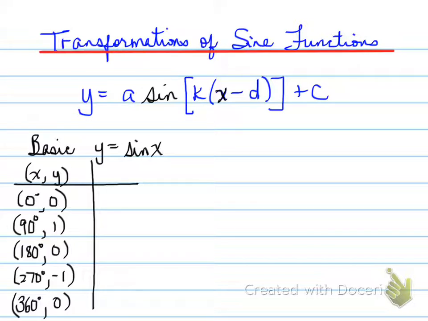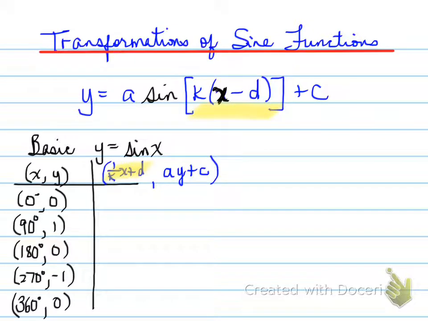On the other side of the transformations, in the transformation table, we will have this transformation happen all the time. 1 over k times x plus d, and for the y, it will be ay plus c. These are the transformations that will happen to the basic coordinates, and you would apply those transformations.